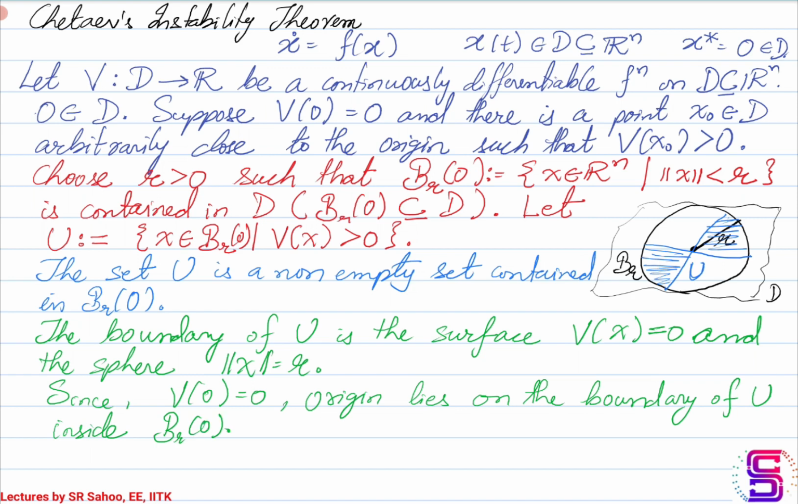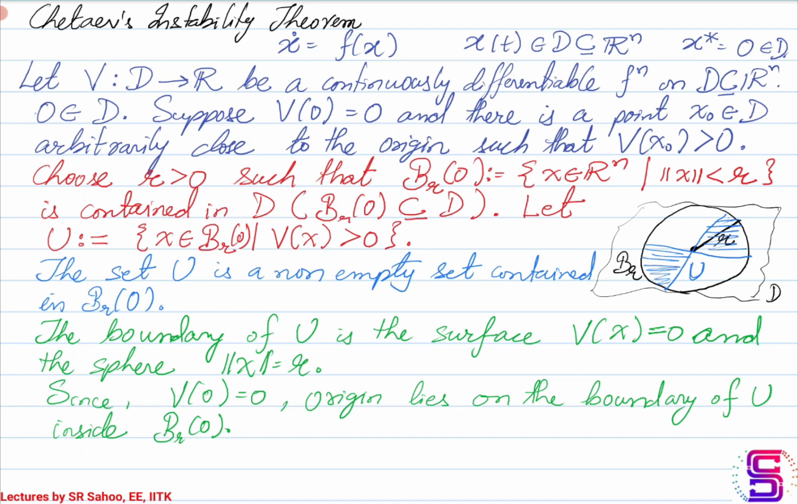Okay, so what we have done till now, after we have chosen a V, next is we choose R such that the ball centered at origin is contained in the domain D, and inside this ball we find a set of points where V will always map to a positive real number. Now, this set U that we find out is going to be a non-empty subset because there is at least one point, and there would be many more points as well.